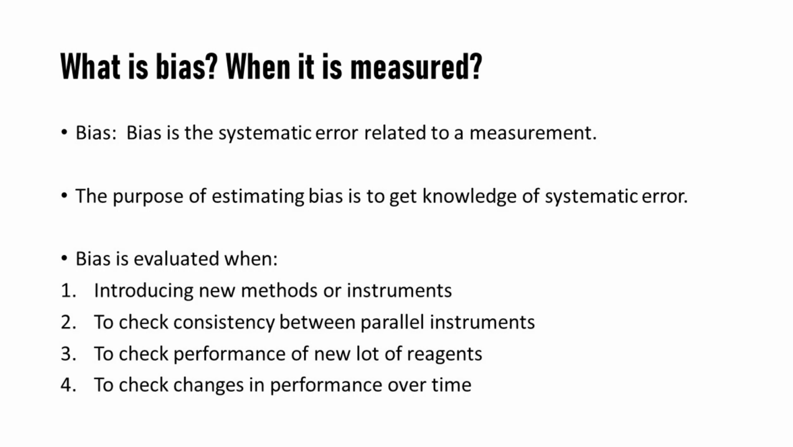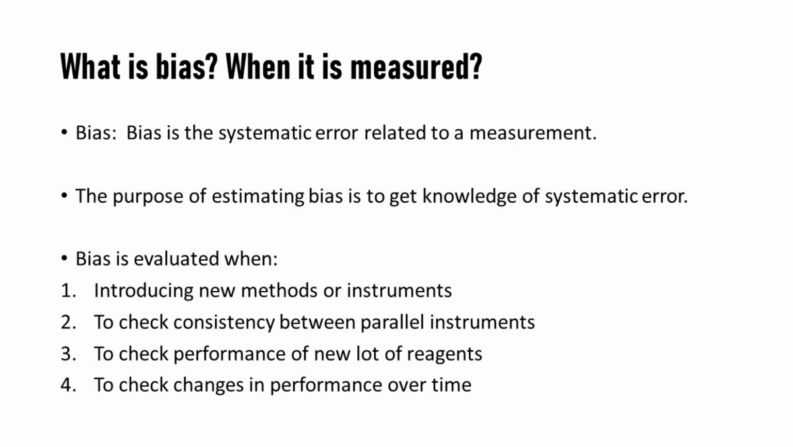Before going to the plot details, we should understand what bias is and when it is measured. Bias is the systematic error related to a measurement. That means how much the result differs on average from a reference. And the purpose of estimating bias is to get knowledge of the systematic error.